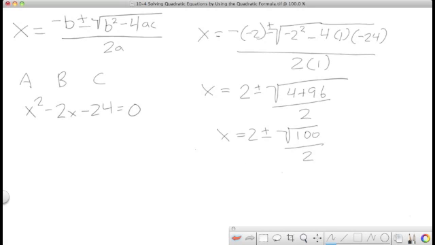So from here, we know that the square root of 100 is 10. So I'm going to go ahead and erase this right here, and I'm going to go ahead and put 10, since I know it is 10.